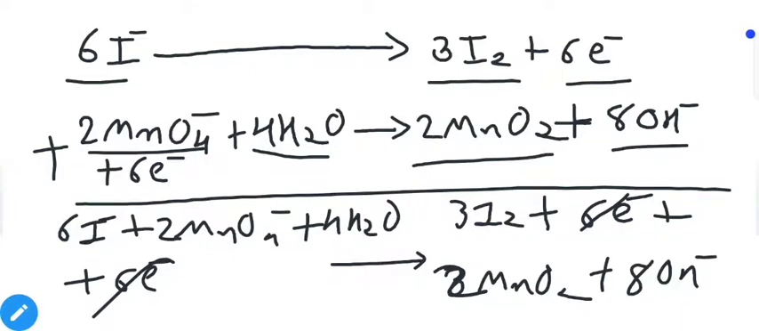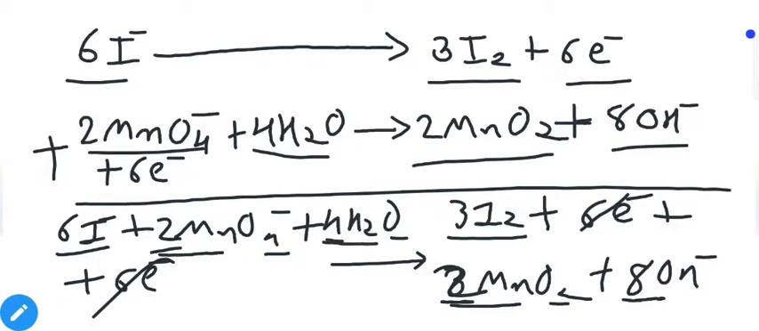Now let's verify it. We have 6 iodines, 3 into 2, 6 iodines. We have 2Mn, 2Mn. Now oxygen we have 2 into 4, 8 plus 4, total 12 oxygens. So 2 into 2, 4 plus 8, 12 oxygens. We have 2 multiplied by 4, 8 hydrogens, so 8 hydrogens. So all of the elements are balanced.